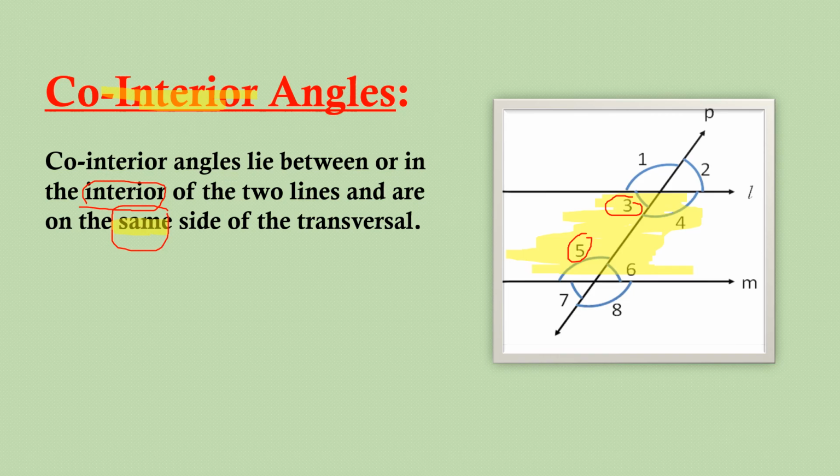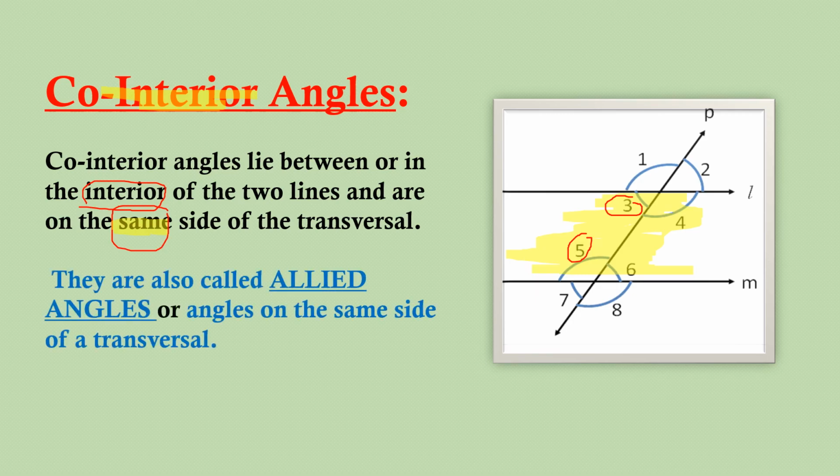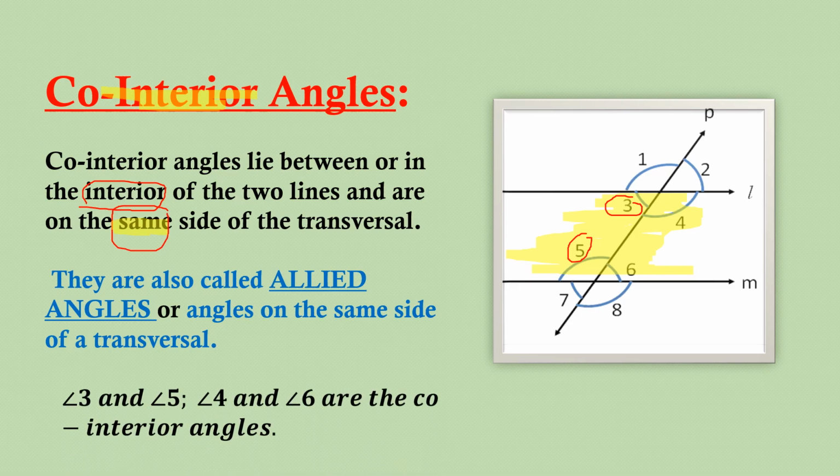So that's it. They are called co-interior angles and it has some special names also. They are also called allied angles or angles on the same side of the transversal. Okay, and here as we have discussed, 3 and 5, 4 and 6 are called co-interior angles.